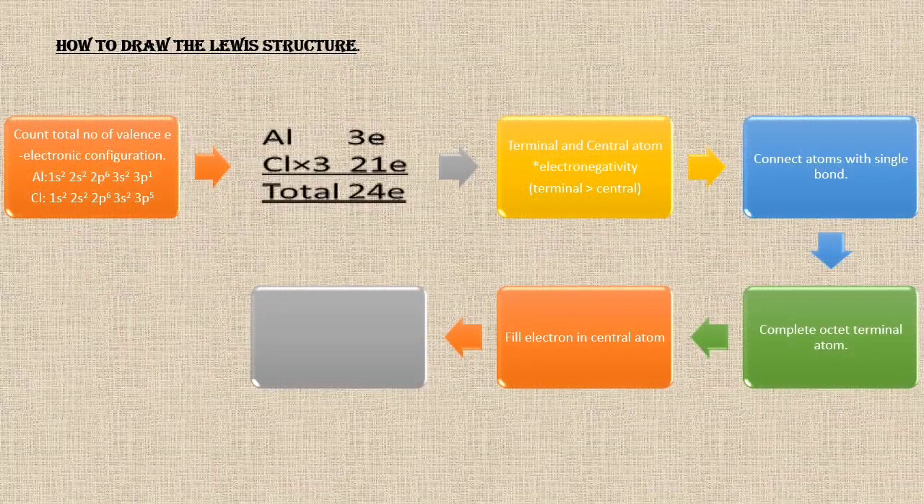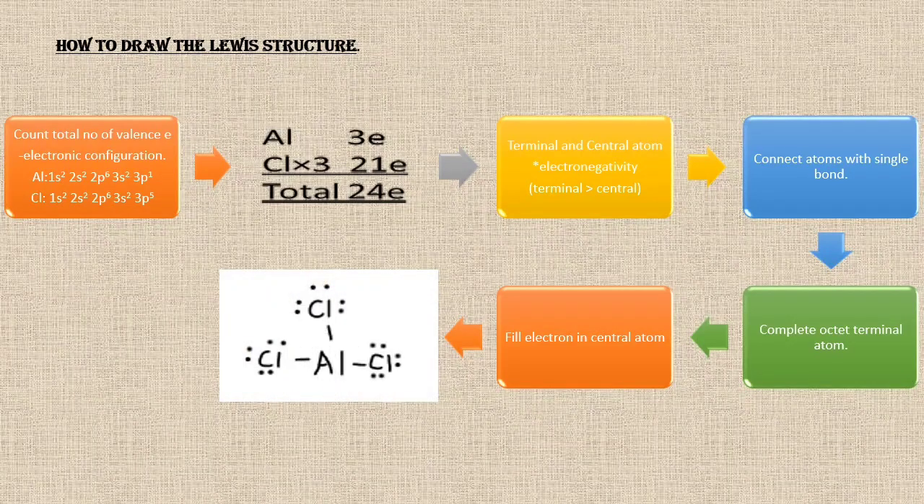How to draw the Lewis structure? First, we have to count the total number of valence electrons. Next, we have to determine the terminal and central atom. After that, we have to connect atoms with a single bond. Then, we have to complete the octet of the terminal atoms. Finally, we have to fill the remaining electrons in the central atom.